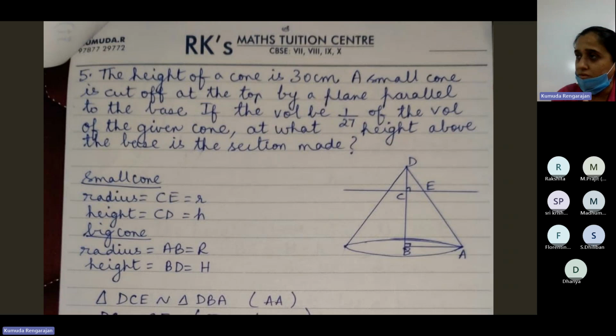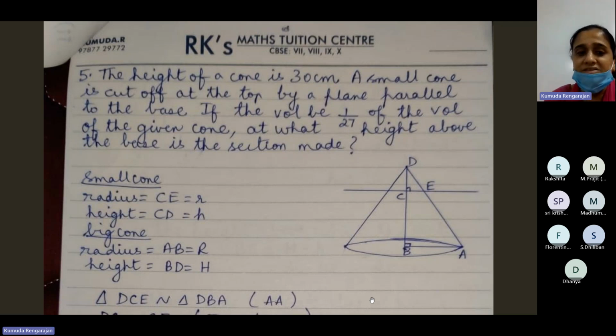What's happening? What do you have? You have a cone whose altitude is 30 centimeters. Now, a plane parallel to the base is used to cut off the top portion of the whole cone, which is a small cone. The volume of that one is 1 by 27 of the volume of the given cone. That is, the volume of the small cone is equal to 1 by 27 the volume of the big cone. This we understand. If the volume of the small cone is 1 by 27 of the volume of the given cone, that is the whole cone, the big cone.